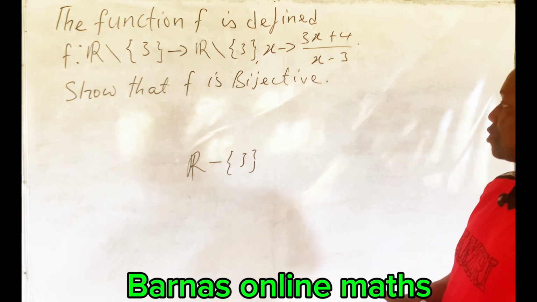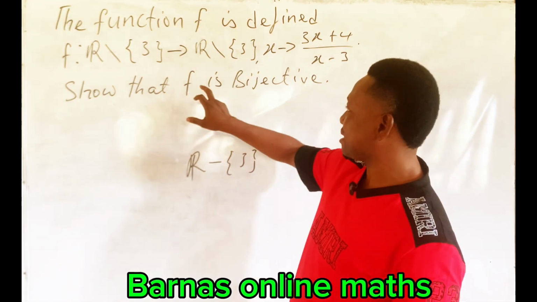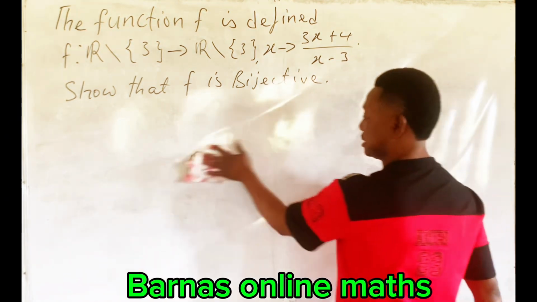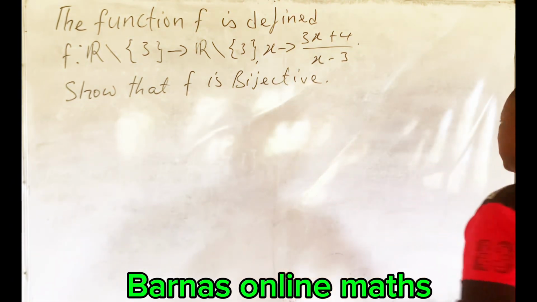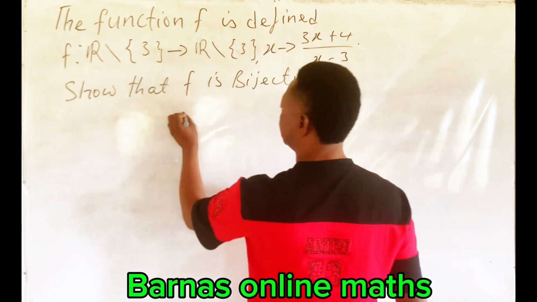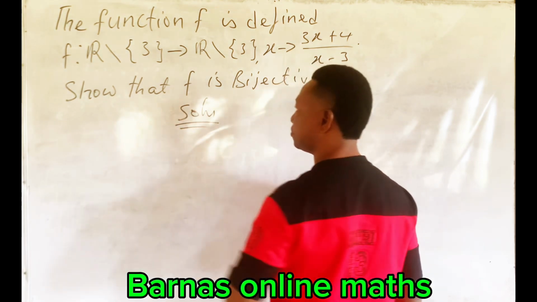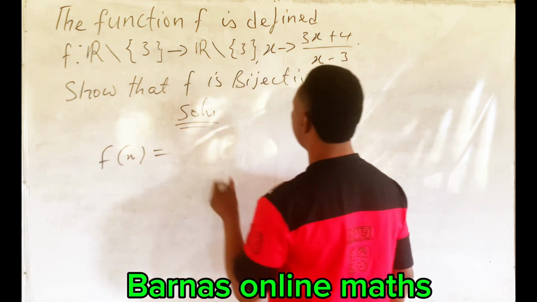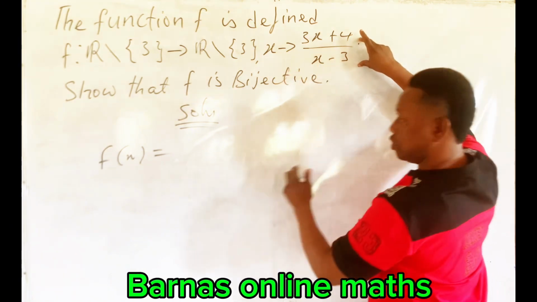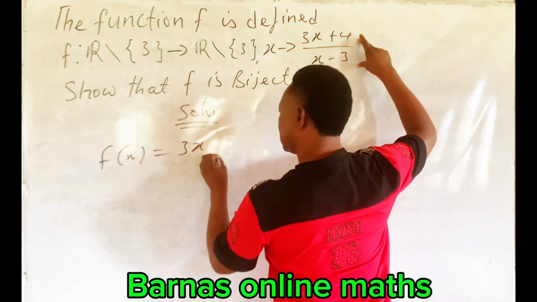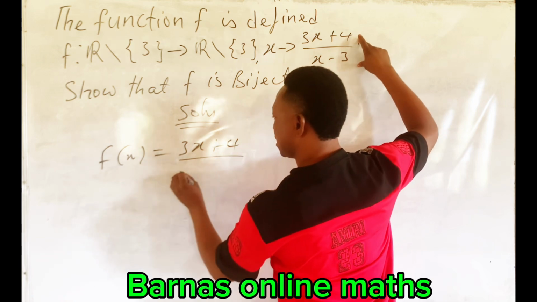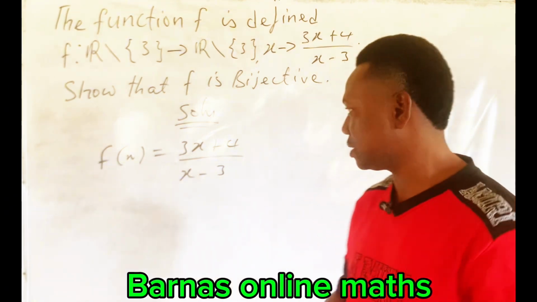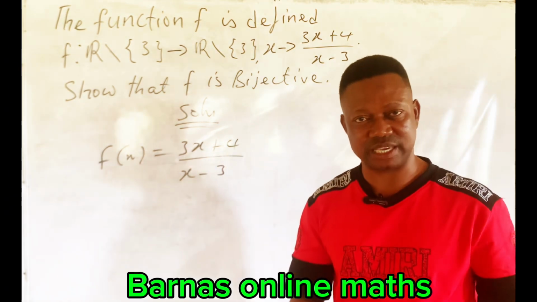Okay, we're asked to show that the function f is bijective. Solution. Given the function f, which is f of x equals 3x plus 4 all upon x minus 3. That's the function. We are asked to show that this function is bijective.